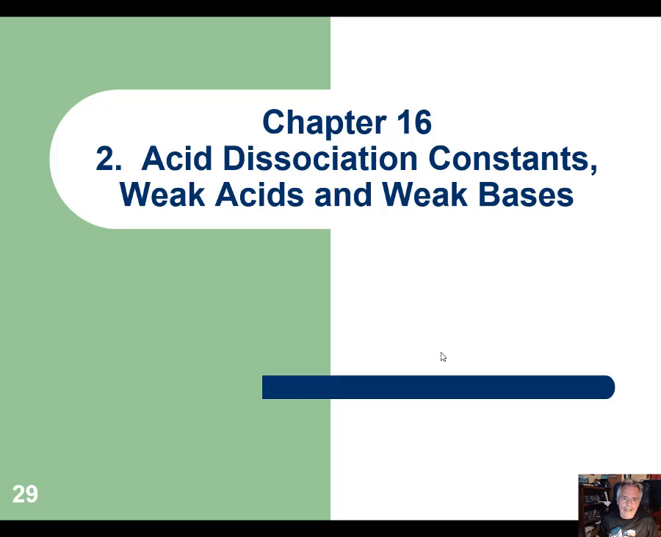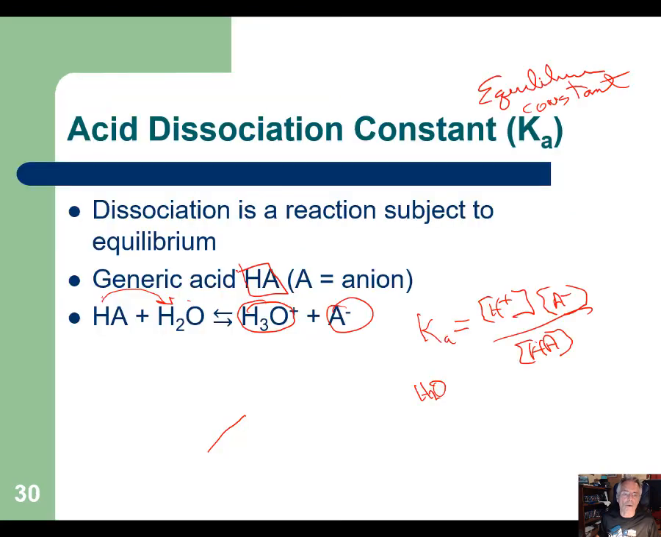Well, welcome back to chapter 16, and this time we're talking about acid dissociation constants, and we're going to deal with weak acids and weak bases. There is already a video up on calculating the Ka of a weak acid and the pH of a weak base, and I'll fit those in where they belong.